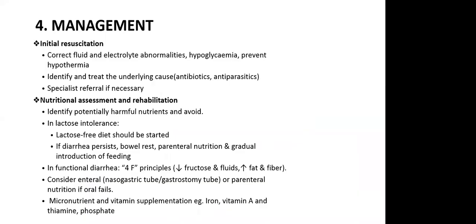Okay, so for the principle of management, if we suspect a certain problem, we can manage the disease specifically. So this is the principle. Initial resuscitation: we must correct any fluid and electrolyte abnormalities, hypoglycemia, and also prevent hypothermia if there is any problem with that. Identify and treat underlying causes, for example by using antibiotics and antiparasitics, and we must refer to specialists if necessary. But usually chronic diarrhea will need referral.